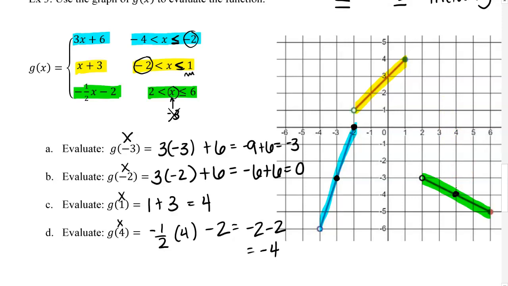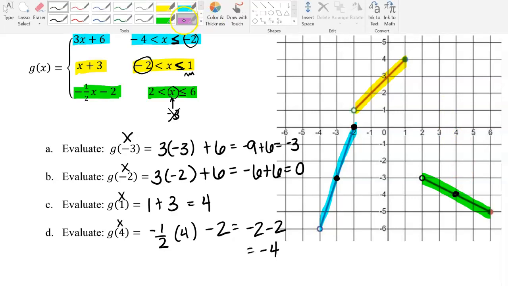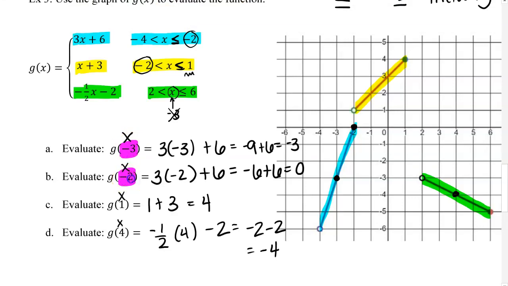Keep in mind that the hardest part about this is determining where these x values fall. To do that, you are looking at all of these compound inequalities to determine where this number is included, and then substitute into the corresponding equation. So if the value falls in this domain, then we'll sub it into the blue equation, so on and so forth.